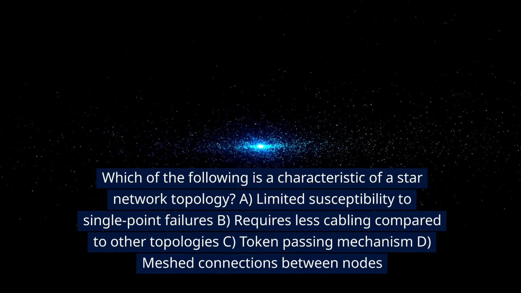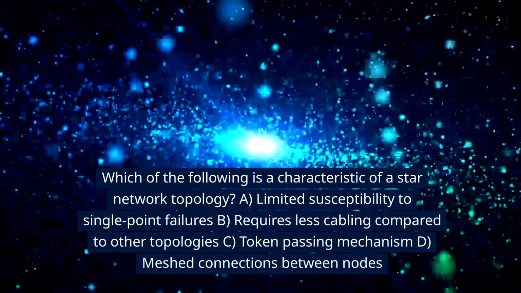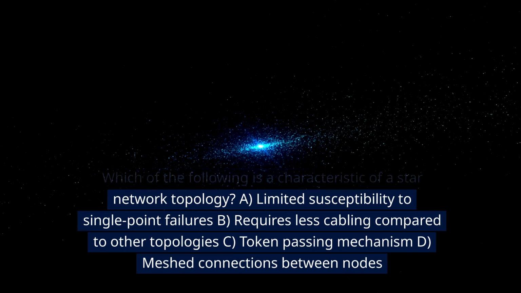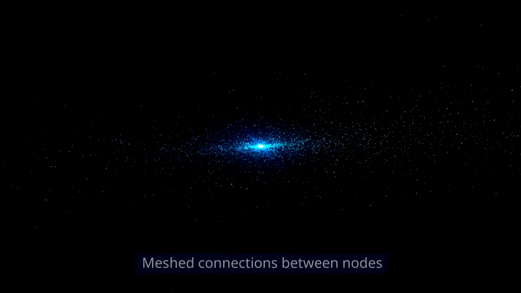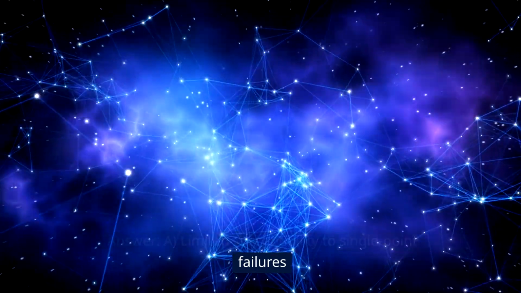A. Limited susceptibility to single-point failures. B. Requires less cabling compared to other topologies. C. Token passing mechanism. D. Meshed connections between nodes. Answer: A. Limited susceptibility to single-point failures.